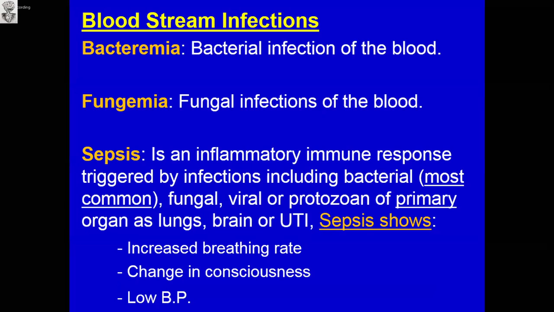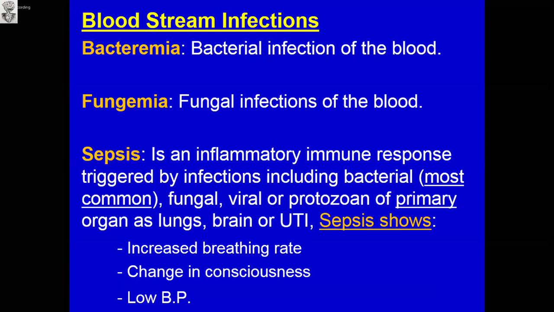Sepsis بمعنى التسمم، تسمم الدم. So it is an inflammatory immune response. Due to what? Due to the presence of bacteria in the blood or in organs. Organs like what? Lung, brain, UTI. So bacteremia is bacterial infection of blood. Fungemia, fungal infection of the blood. Sepsis is an inflammatory response against what? Against microorganisms, most commonly bacteria. Could be fungus, could be viral, could be protozoa, بمعنى parasite, that are present in the primary organs.